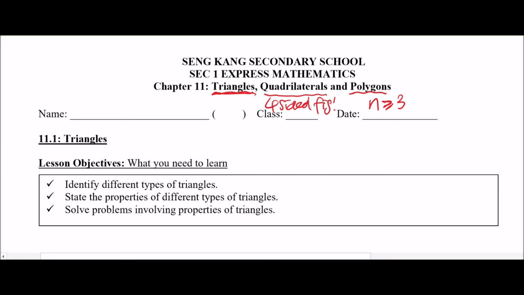So that means, for example, triangles are an example of polygons. Quadrilaterals are examples of polygons as well. Then you do know that we have things like 5-sided figures, 6-sided figures, so on and so forth. Right? Okay, so without further ado, let's move on.